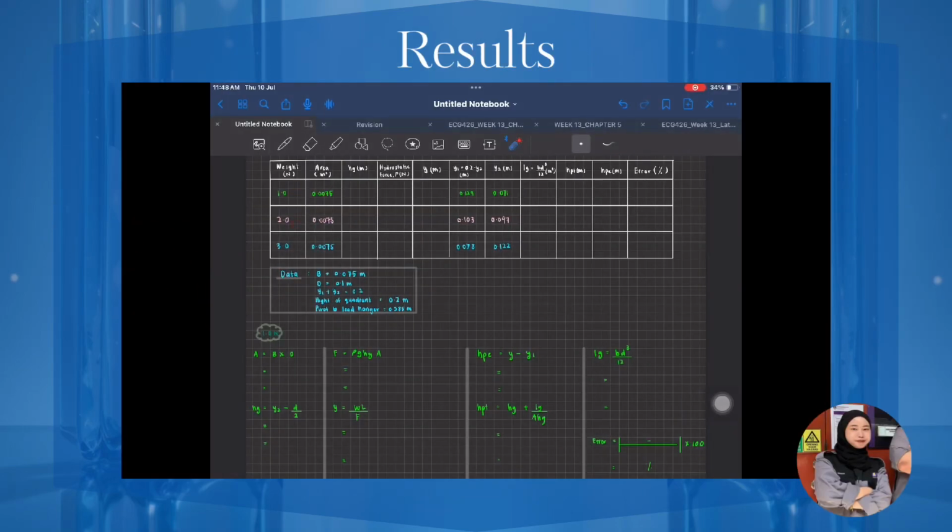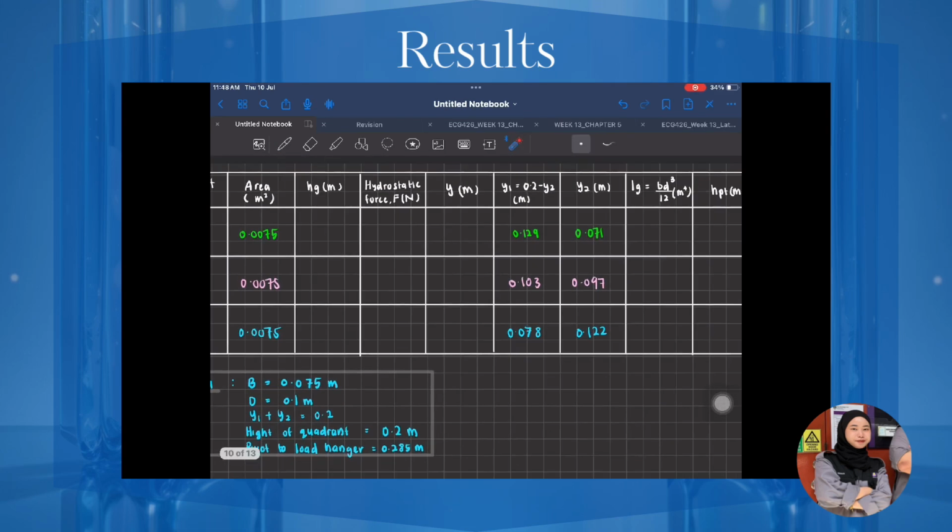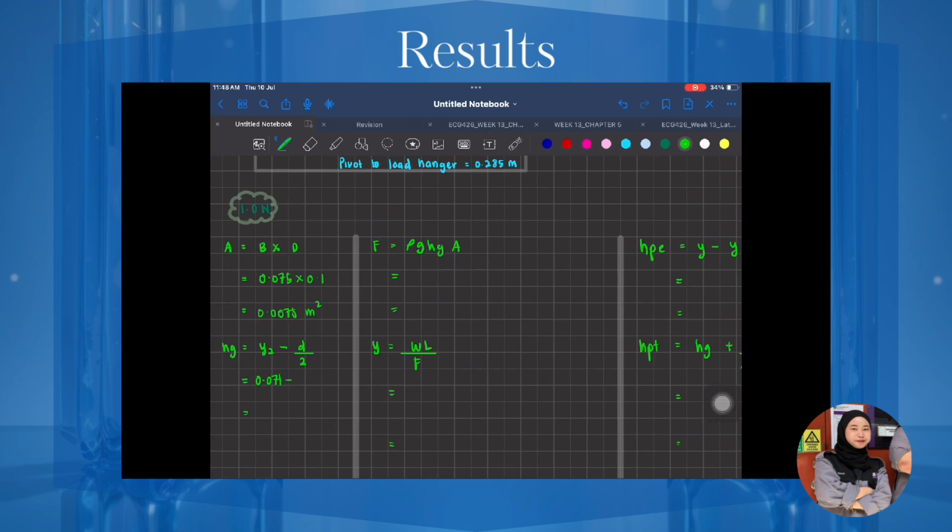Lastly, for the result and analysis, based on the experiment, we got the data for the calculation. For the example calculation, I used a weight of 1 Newton. First, for the area, B multiplied by D, and we got 0.0075 meters squared. Next, for the Hg, Y2 minus D divided by 2. And for the Y2 we got from the data, the answer is 0.021 meter. Next, for the force, we use the formula rho g Hg A: 1000 multiply 9.81 multiply 0.021 multiply 0.0075. And the answer is 1.1 Newton.